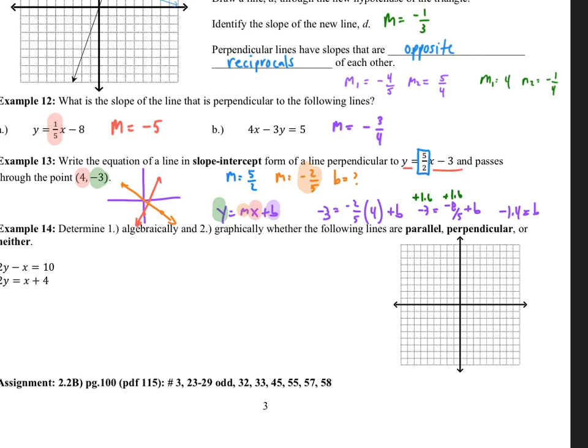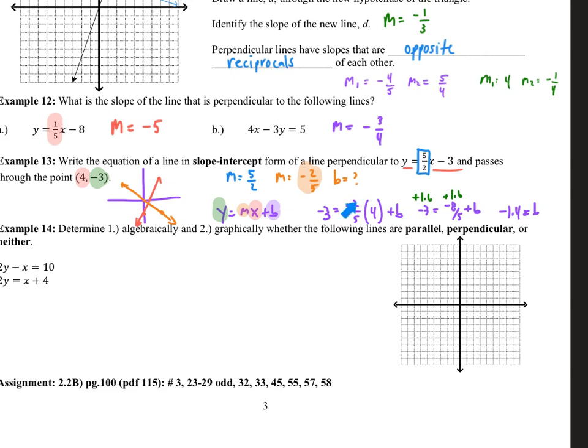Again, I'm okay representing b as a decimal because b represents a point on the y-axis. If I told you to plot the y-intercept, this would be -7/5. If I said plot (0, -7/5) on the y-axis, it's kind of tricky for us to plot in proper fractions. But if I said the y-intercept is at -1.4, it's pretty easy to go down about 1.5. So it's easier to plot decimals for the y-intercept.